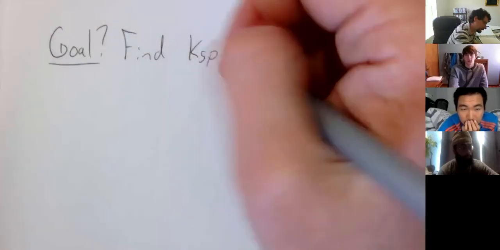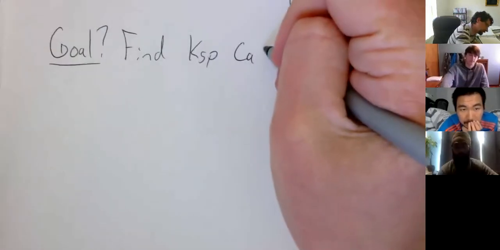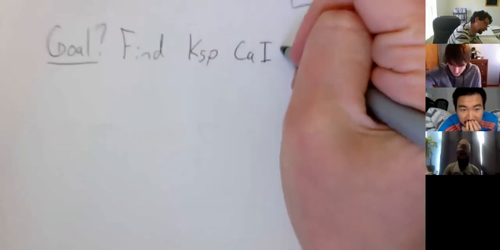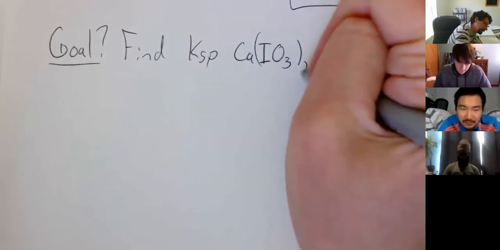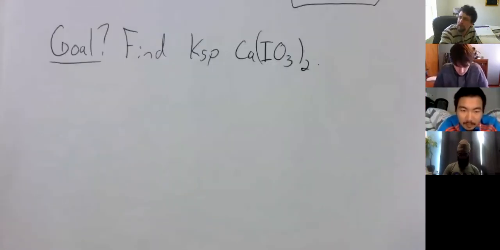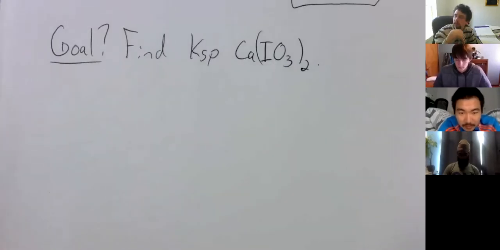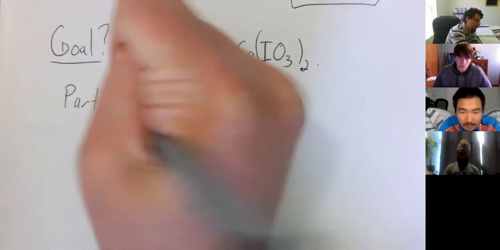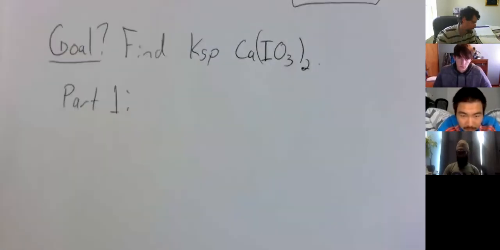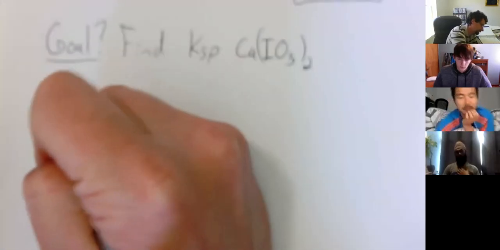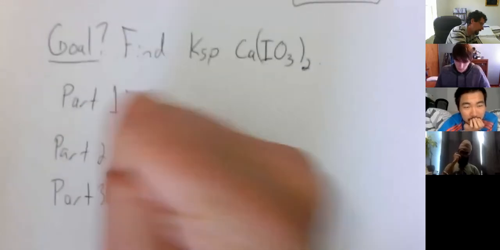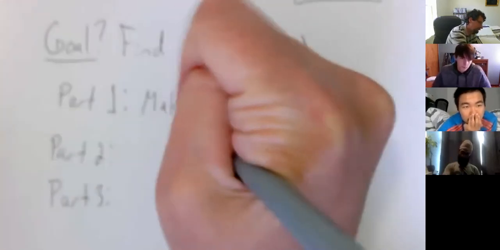What was it? The calcium iodate. Yep, iodate. So there traditionally are 3 parts in this lab. Part 1, what's the purpose of part 1? So we know how much solid we're starting off with. Yeah, so basically make solid.